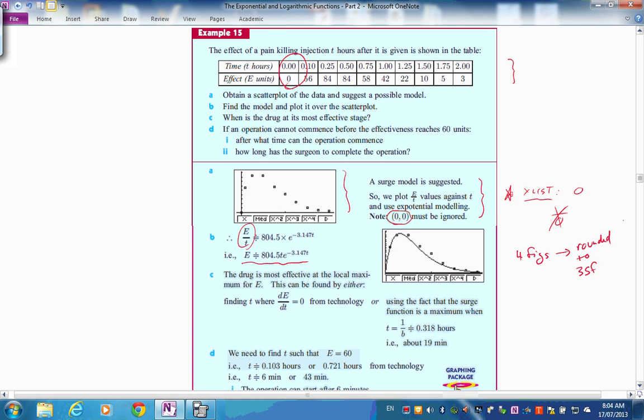At the end. Okay, so having a look at the fit of this model, there it is, and then we say, well, when is the drug at its most effective stage? That's its maximum. So now to find this maximum, combine dE by dt, or use technology, or use your property, remember, of the surge function.